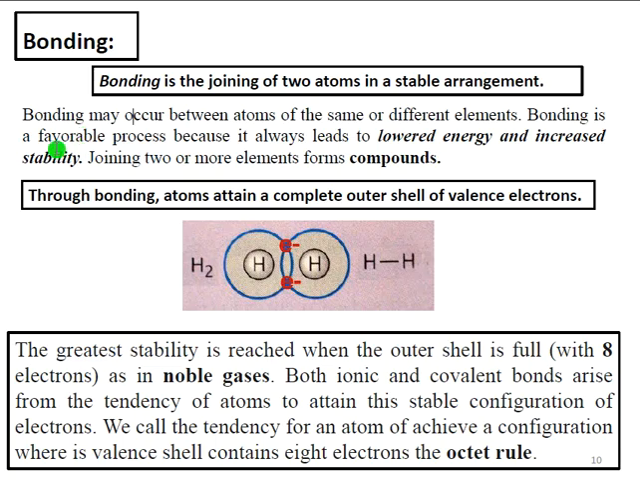Bonding is a favorable process because it always leads to lower energy and increased stability. Joining two or more elements forms compounds. Through bonding, atoms attain a complete outer shell of valence electrons.